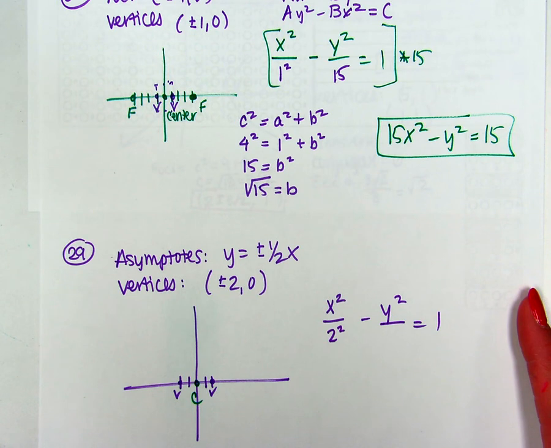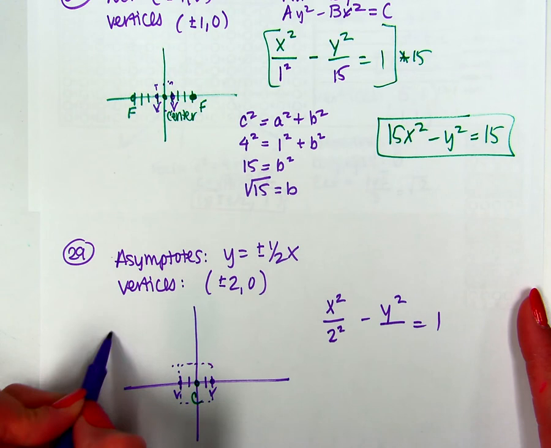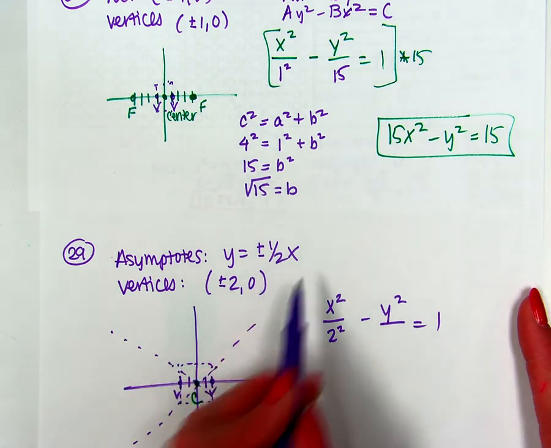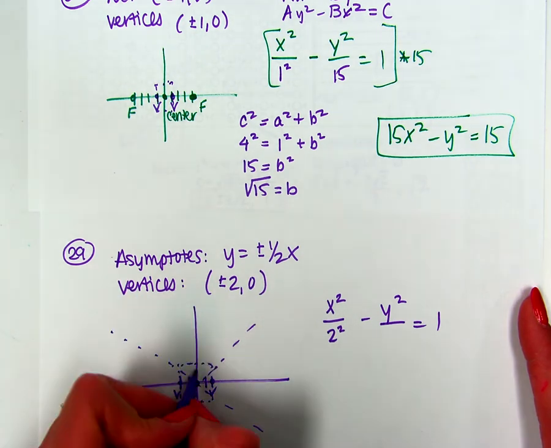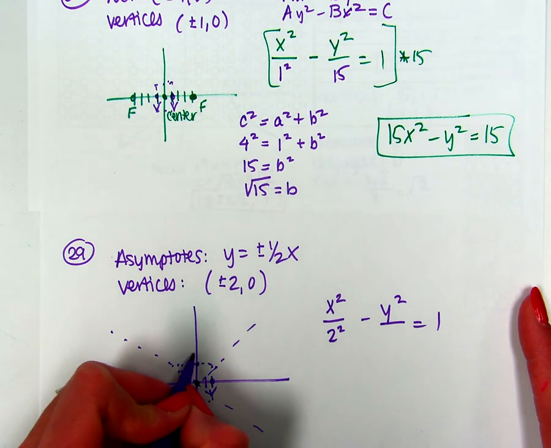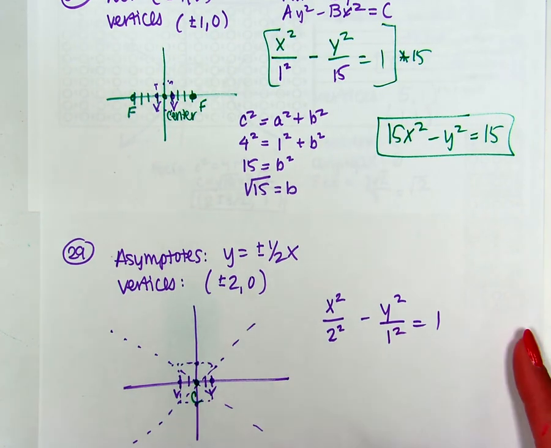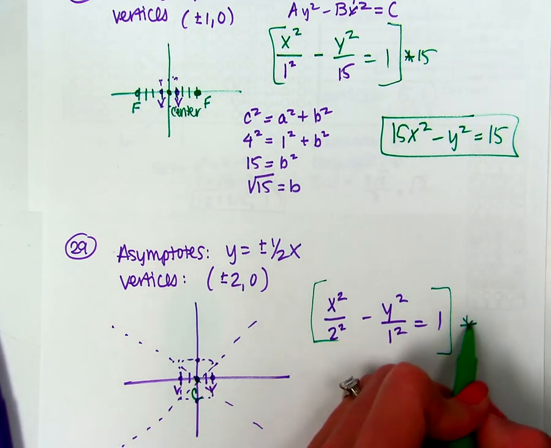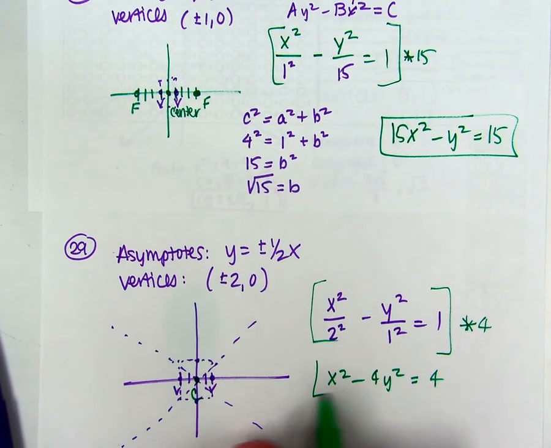Now my asymptotes, remember this little box thing? My diagonals, if you extend your diagonals, those are your asymptotes. And if the equation of my asymptote is y equals 1/2 x, or y equals negative 1/2 x, that means that it needs to go up 1 and over 2. So along my conjugate axis, I'm only going up 1 or down 1, so that must be a 1 squared on the bottom. That's it. All right, now they do want you to get rid of your denominators, so if I multiply by 4, that should do it. So that'll give me x squared minus 4y squared equals 4. And I believe that we are all done.